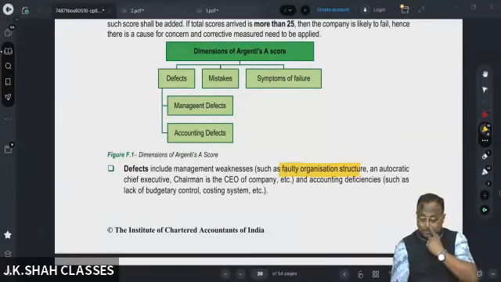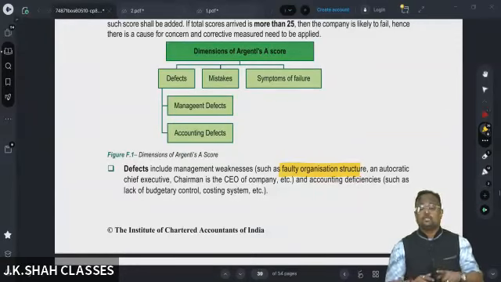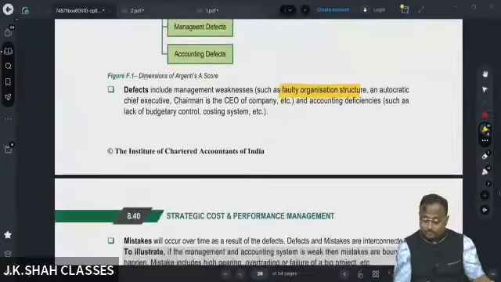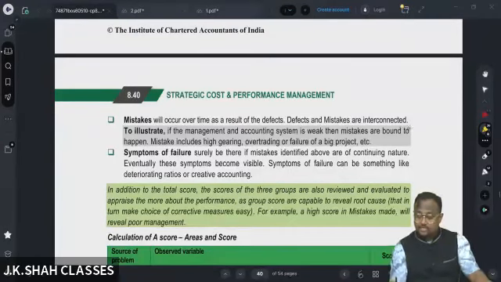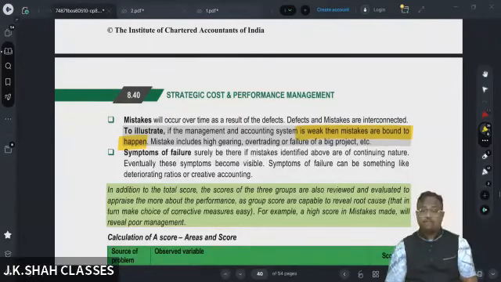Faulty organizational structure, an autocratic chief executive or chairman of the company. Accounting defects means lack of control strategy, lack of budgetary control. Then you don't have proper monitoring system. Then what is a mistake? Mistakes will occur over time as a result of defects. Defects and mistakes are interconnected. Like if management and accounting system is weak, then mistakes are bound to happen. And mistakes include high gearing, over trading, and failure of big projects.